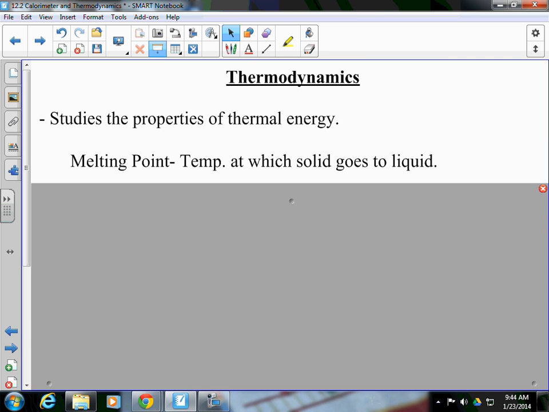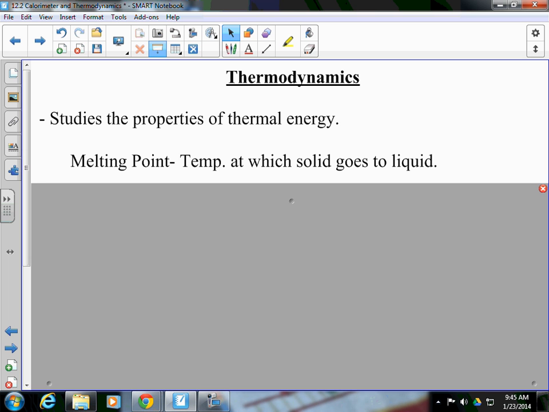And when we talk about the study of heat, we're going to talk about phase changes. What happens with phase changes? Well, you can have things melt, you can have things boil, you can have things freeze, you can have things condense, you can have things sublime. All of those require energy. Anytime you have a phase change, it requires energy.